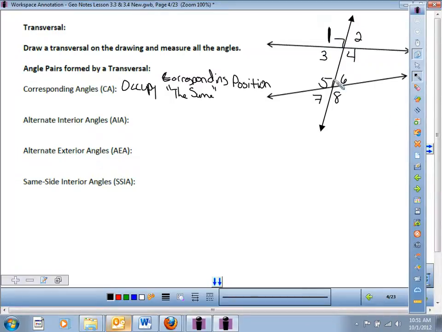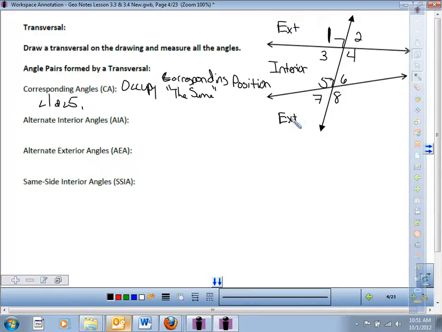So we come down here and we go up and left. Well, angle 1 and angle 5 are in what we call corresponding positions, so those are corresponding angles. Now we're going to talk about interior versus exterior here in a second. Interior would be the guys that are on the inside of my two lines. These guys inside here are interior, and then these guys out here are my exterior guys, and down here.